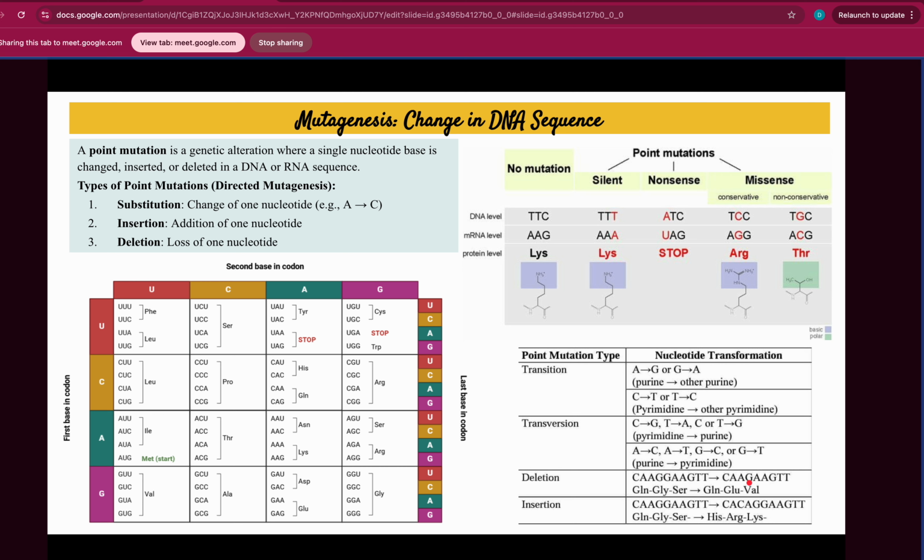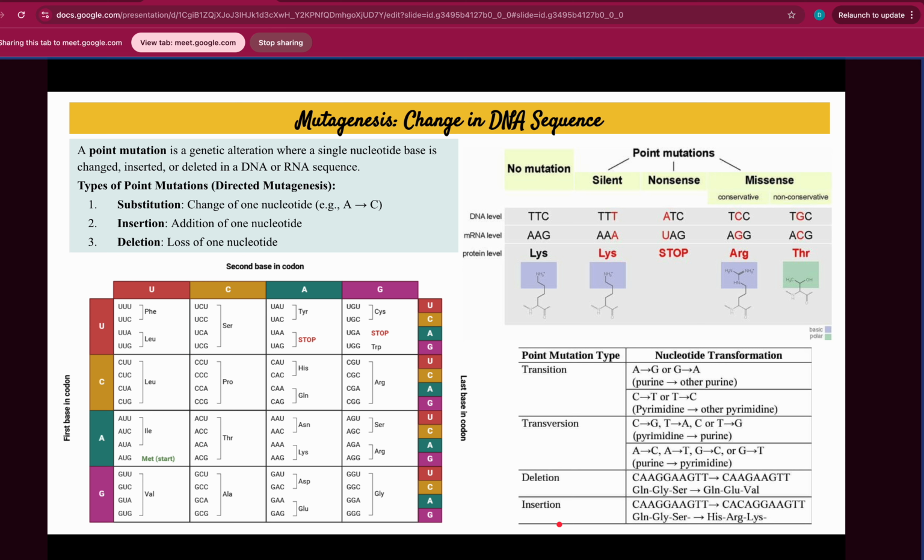So in this, G is lost, due to which now, previously GGA was there, so it was forming glycine at the second amino acid position, but because G is deleted, now it will form a codon GAA. So instead of glycine it will form glutamate, followed by valine. So now this has changed the amino acid sequence. So deletion can also bring about the change in the amino acid sequences, which will ultimately change the properties of that protein, its structure, its function.